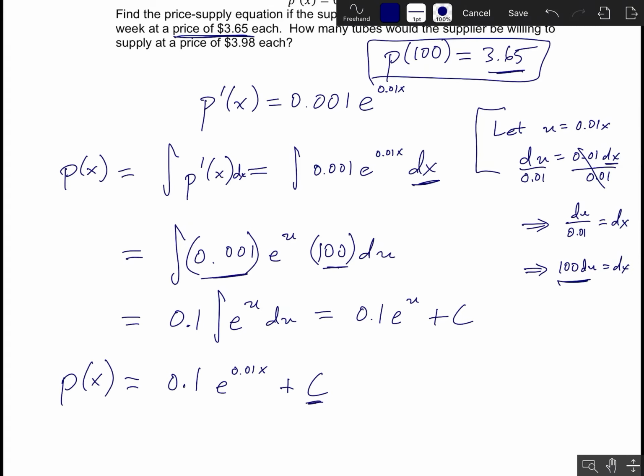Now, to figure out the value of c, we need to use this initial condition that we have up at the top here. So what we know is that if we plug in a supply of 100, the resulting price should be $3.65. So if I plug that in, from our initial condition, what I would get is that $3.65 as the P value should correspond to 0.1 times e to the 0.01 times x. In this case, the x that we're plugging in is 100.